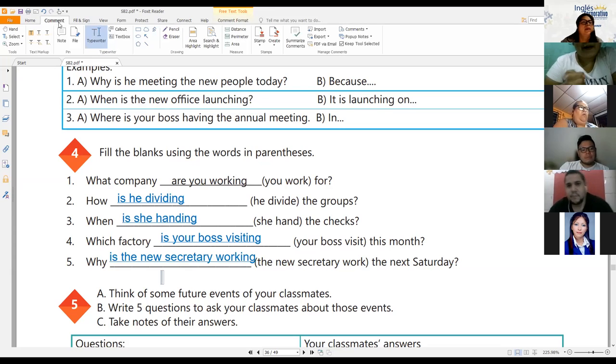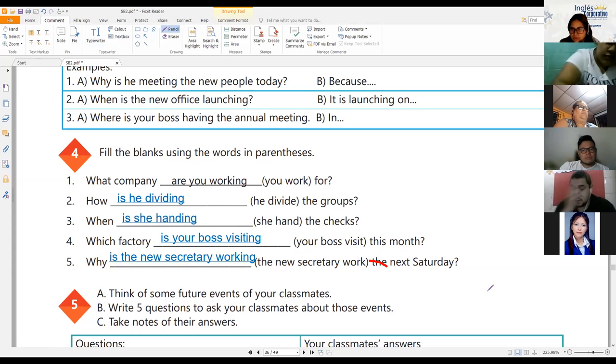Aquí siempre este de. No se acostumbren a ponerle de a las cosas que van con next. Porque no es necesario. Ahí es como que se está pensando en Spanish. La semana próxima, el próximo sábado. In Spanish yes, but in English no. You say, why is the new secretary working next Saturday? Not the next Saturday. Las expresiones que van con next no llevan de. Eso acuérdense.